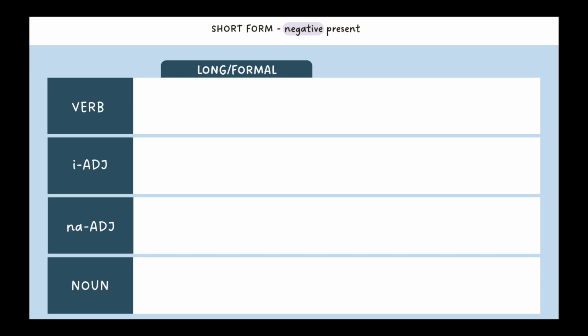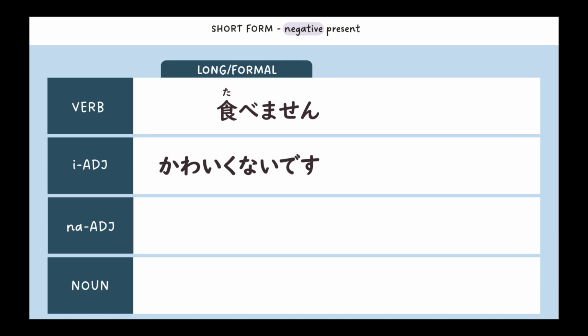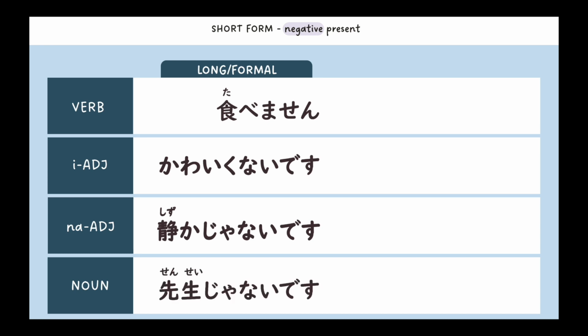Next, let's explore the short forms in the negative present form. Here are some long form examples to compare with. 食べません, not eat. 可愛くないです, is not cute. 静かじゃないです, is not quiet. 先生じゃないです, is not a teacher. Now let's look at the short forms.